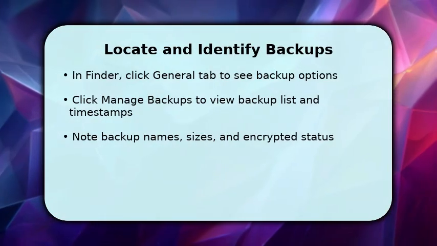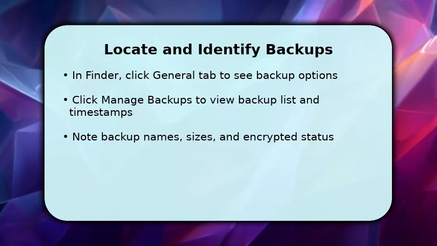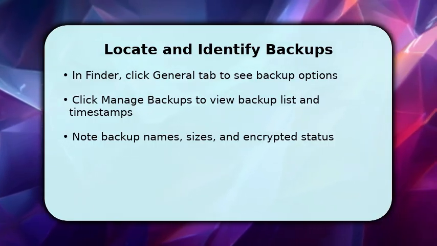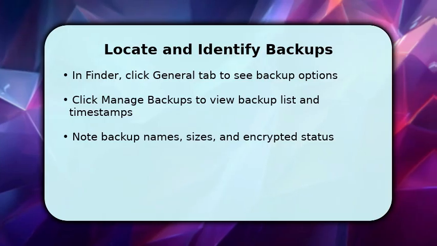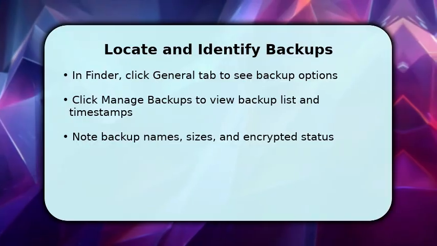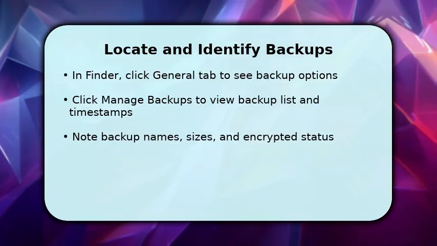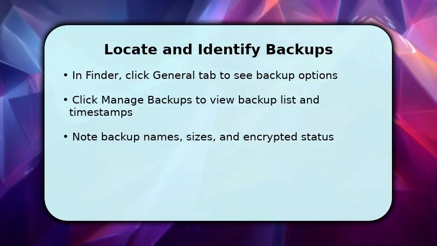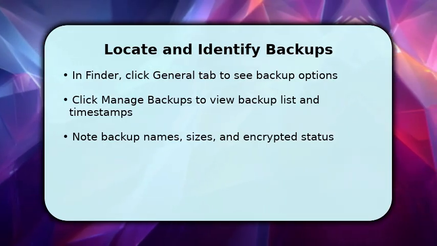Once you're viewing your iPhone in Finder, go to the General tab to find backup controls. Click Manage Backups to open a list showing each backup with its date and timestamp. This tells you which backup is current and how large it is. Encrypted backups will show a lock icon and require a password to restore.